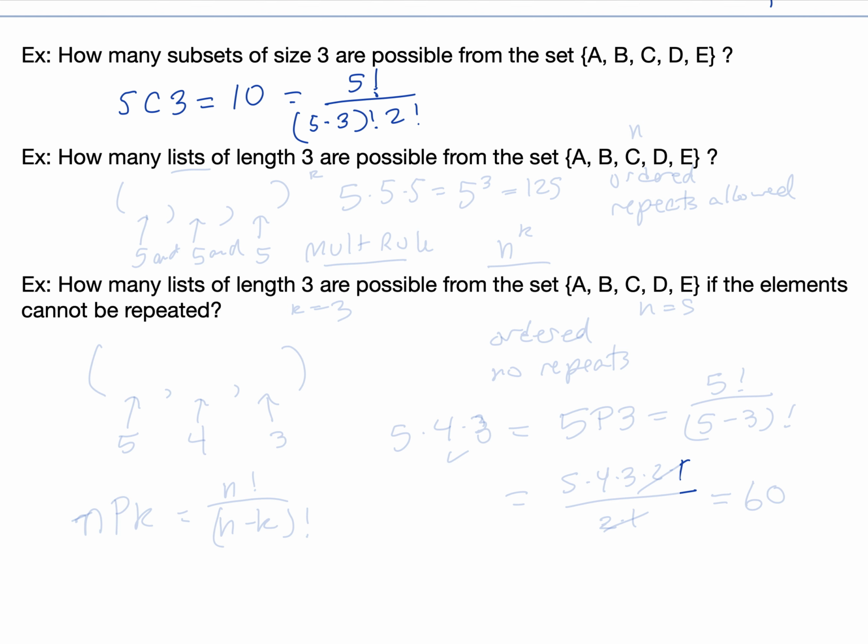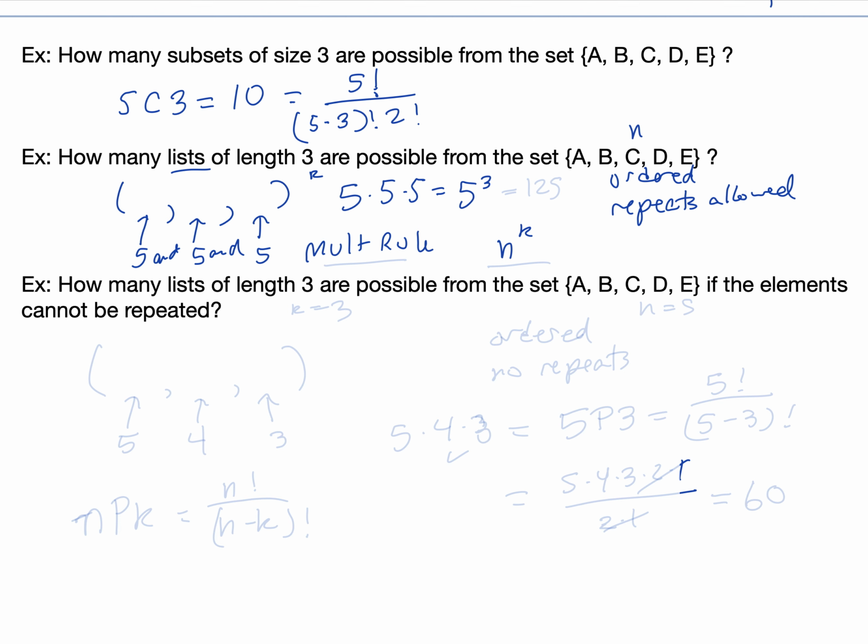Number of lists of length 3 that are possible from this set. So it's a list of length 3, 3 elements. That means it's ordered. And it doesn't say that repeats are not allowed, so we should assume here that repeats are allowed. And so there are 5 choices for the first element and 5 choices for the second and 5 choices for the third. This is "and," and therefore we use the multiplication rule. So there are 5 times 5 times 5, or 5 to the third possible lists of this size. Note, if this is n and this is k, as we've been using, n to the kth power is the number of lists of length k from n objects.